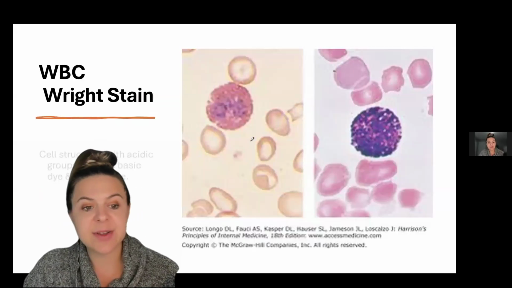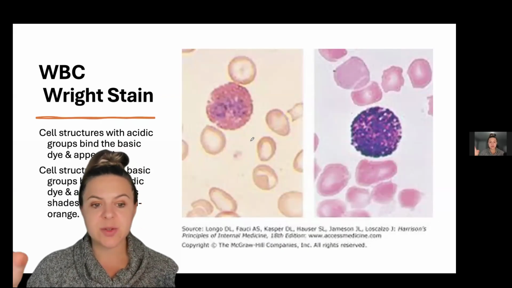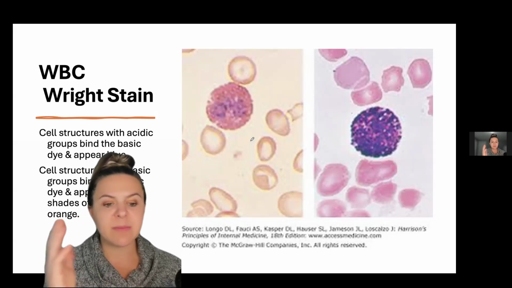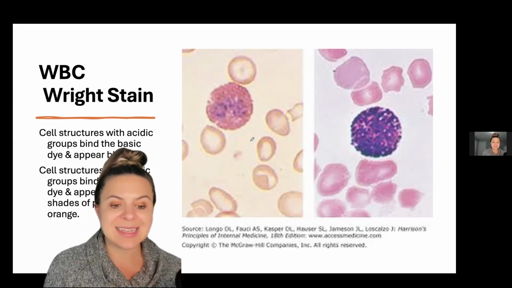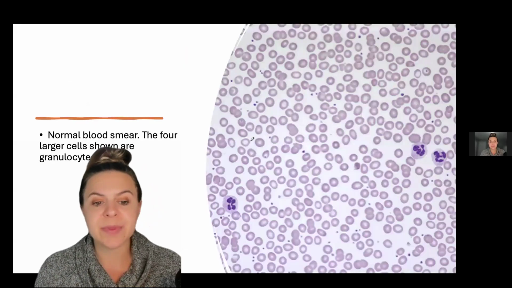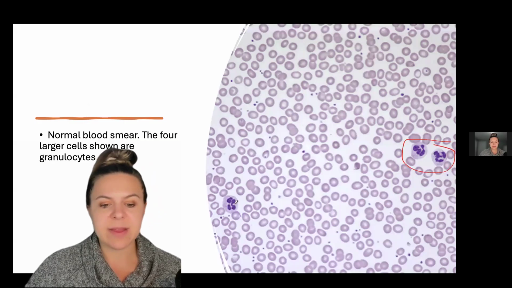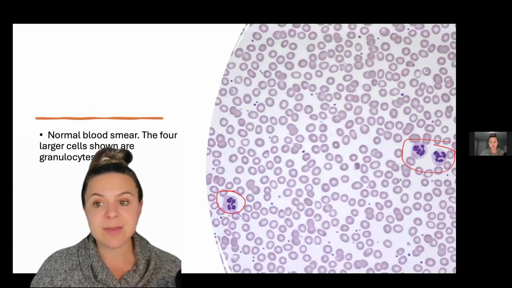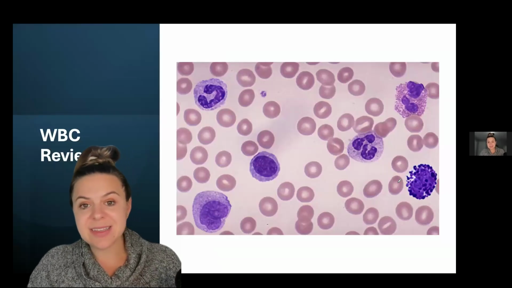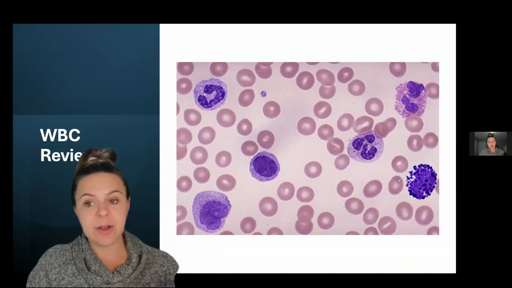These stains are using Wright stain, where cells with acidic structures will take up the basic dye and look more blue, and cells with basic groups will bind up the acidic dye and appear various shades of red or pink or even orange. This is a normal blood smear. You can only see 3 white blood cells here, and these are all granulocytes. And being able to identify these different cell types is helpful for your lab diagnosis and for microscopy.